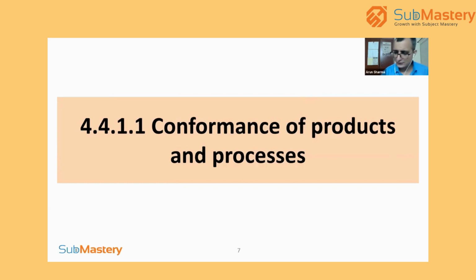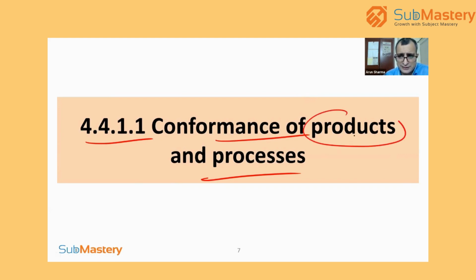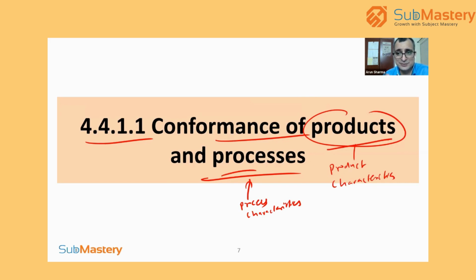So great. So let us now move to next clause and talk about this conformance of the product and processes. When we talk about the product, it talks about the product characteristics. When you talk about the process, it talks about the process characteristics. You must have seen in the control plan, there are both kinds of characteristics. Product characteristics related to dimension, process characteristics related to process like temperature, pressure, all these are process characteristics.